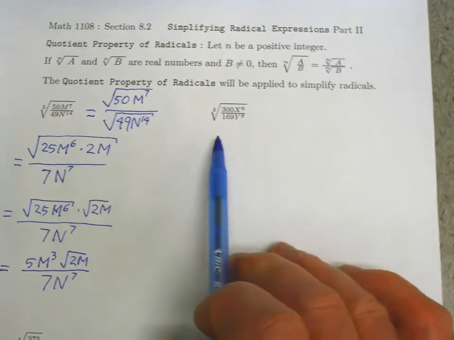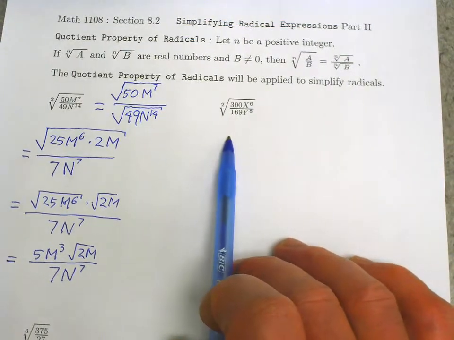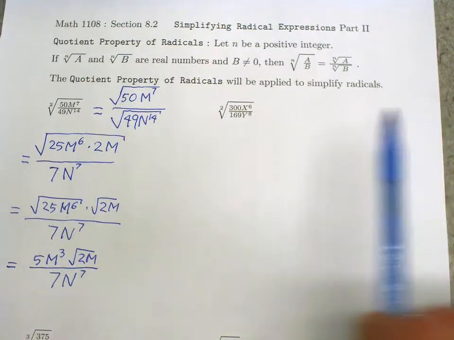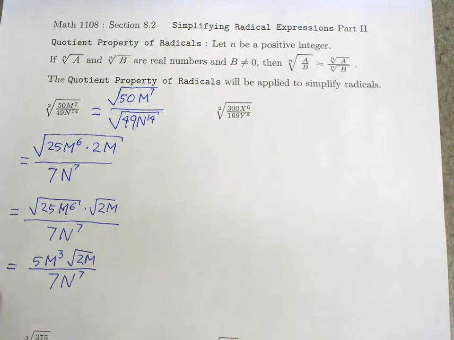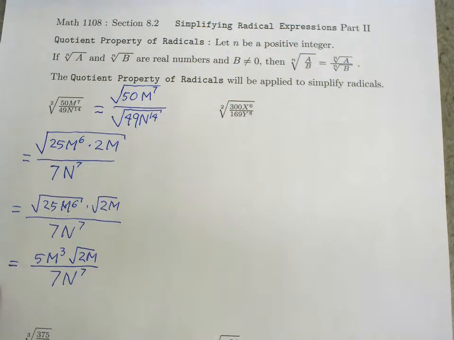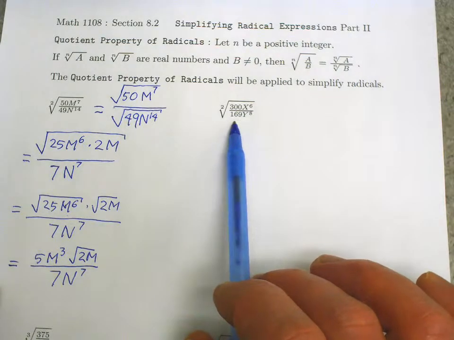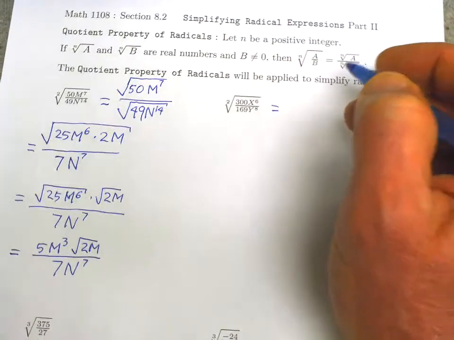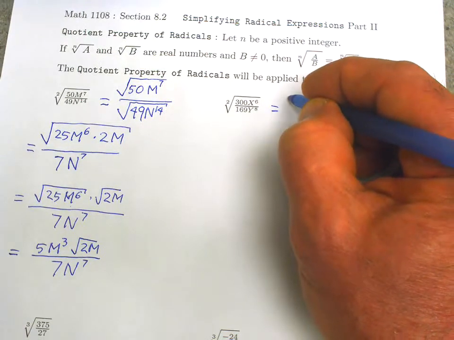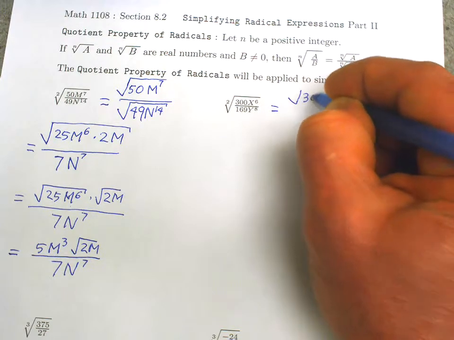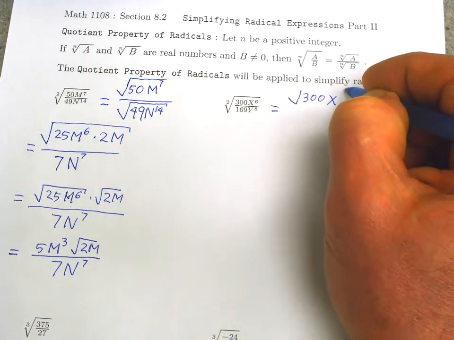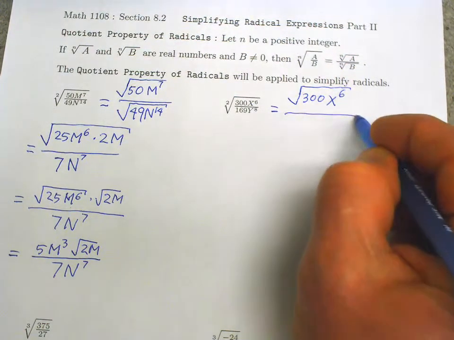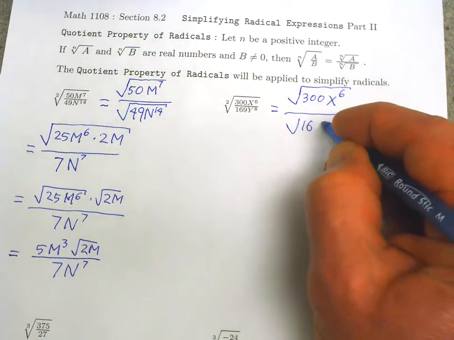Okay, and the next example up here on the right, the square root of 300x to the 6th over 169y to the 8th. Well, the quotient cannot be written in lower terms, so let's go ahead and write it as a quotient of square roots. So in the numerator, we have the square root of 300x to the 6th. And in the denominator, we have the square root of 169y to the 8th.